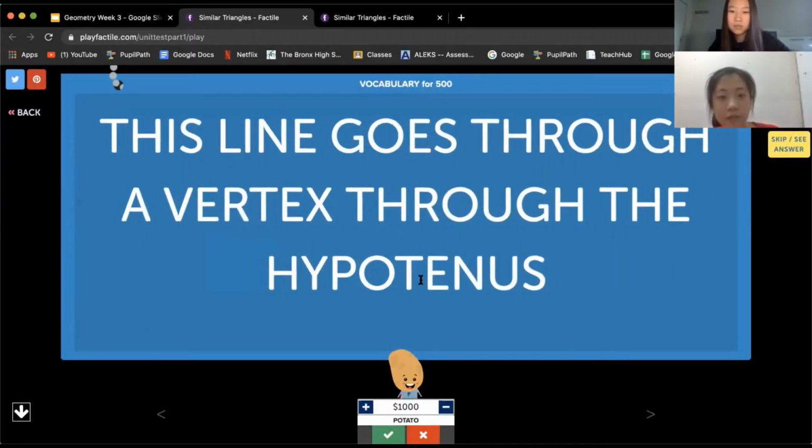And this line goes through a vertex to the hypotenuse. So this is, if you remember the right triangle, the side, let me draw it. So they're talking about this length here. So that is the height or the altitude of a triangle.